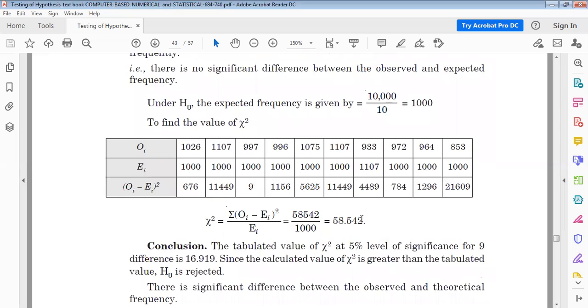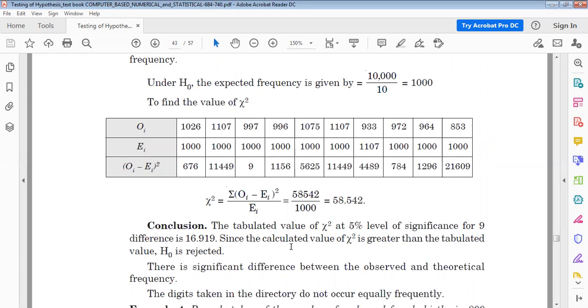This is much greater than the table value at the 5% significance level of the chi-square test for 9 degrees of freedom. For 9 degrees of freedom we get from the table 16.919. Okay, since the calculated value of chi-square is much greater than the table value, will the null hypothesis be accepted or rejected?